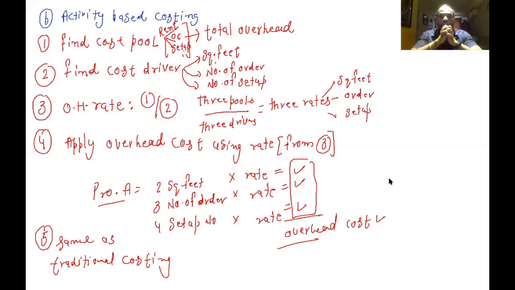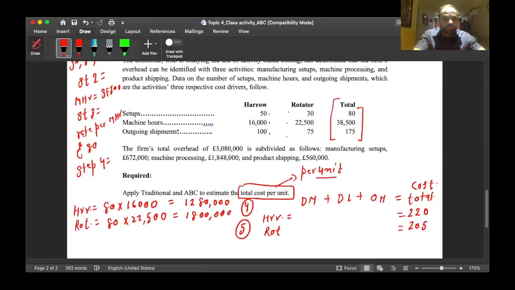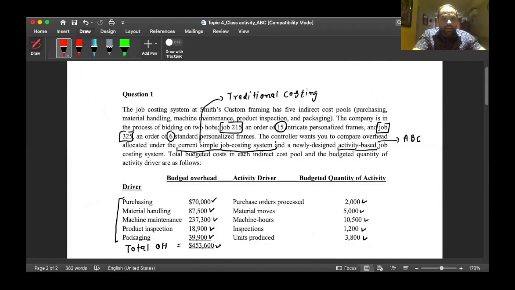So can we move on to the calculation now? Question 1. Can we move on to the calculation of question 1? Or do you have any question? So let's move on to the calculations. So let's move on to question 1.